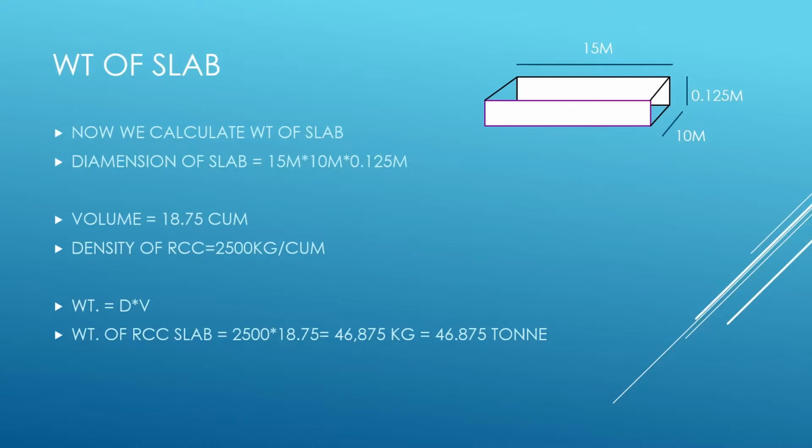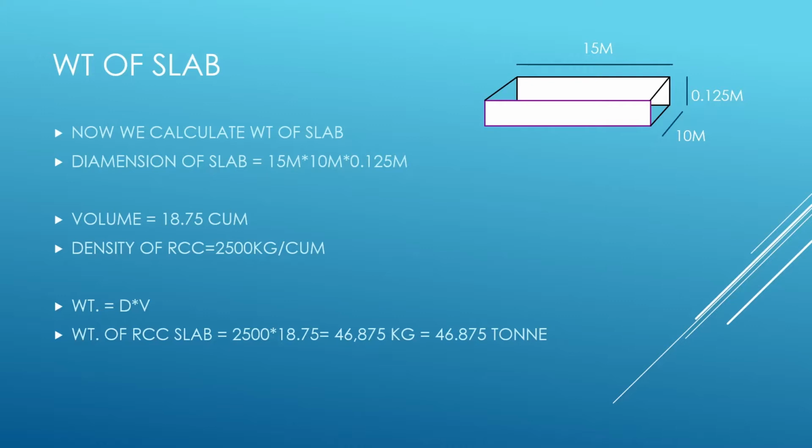Now the density of RCC we know is 2500 kg per cubic meter. Weight is equal to density into volume. The weight of the RCC slab is equal to 2500 into 18.75, which is 46,875 kg, meaning 46.875 tons.